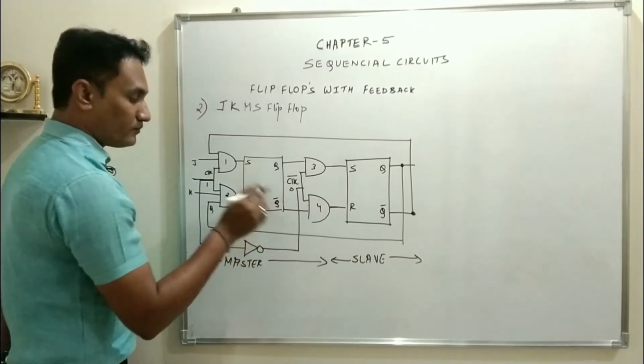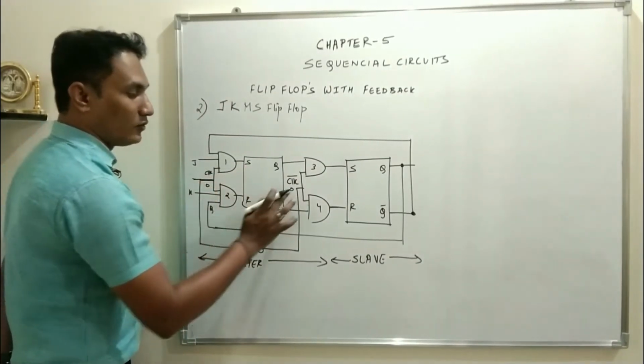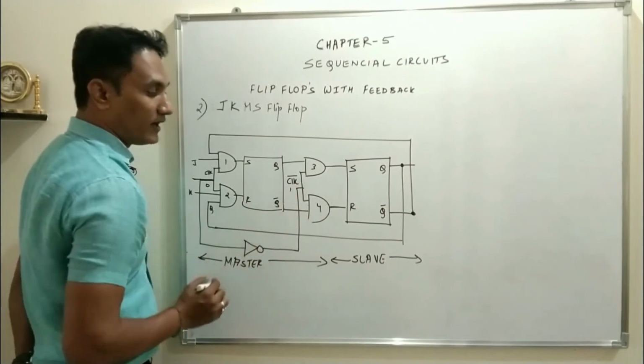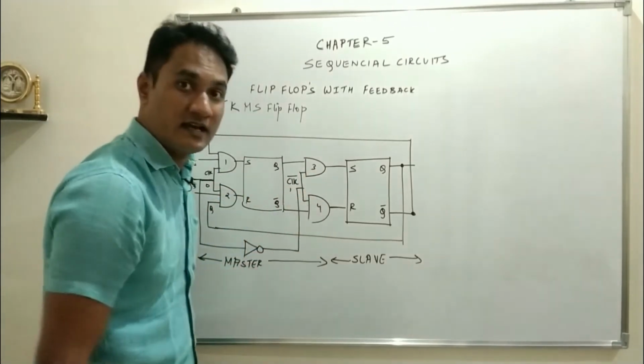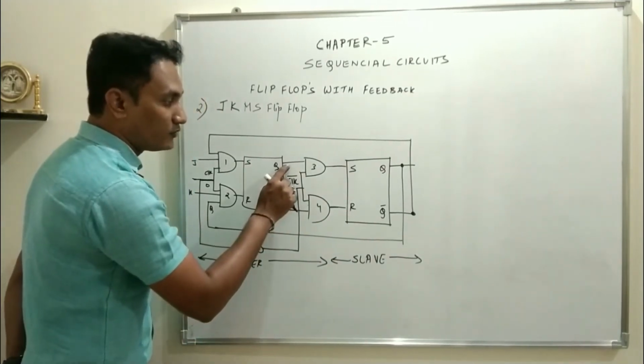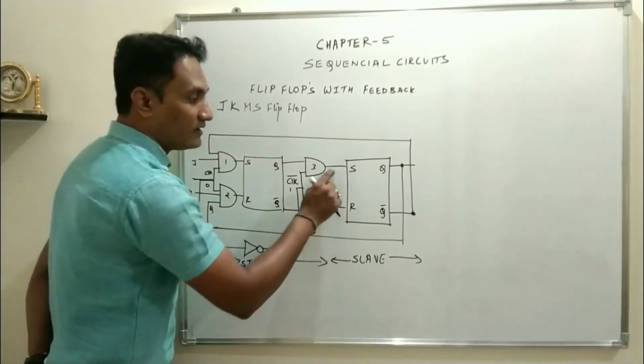But when you make clock equals to 0, what happens? CLK bar will become 1. As soon as this becomes 1, these two AND gates are deactivated, these two AND gates are activated. So now whatever input which has been reached up to this point will reach SR flip-flop.